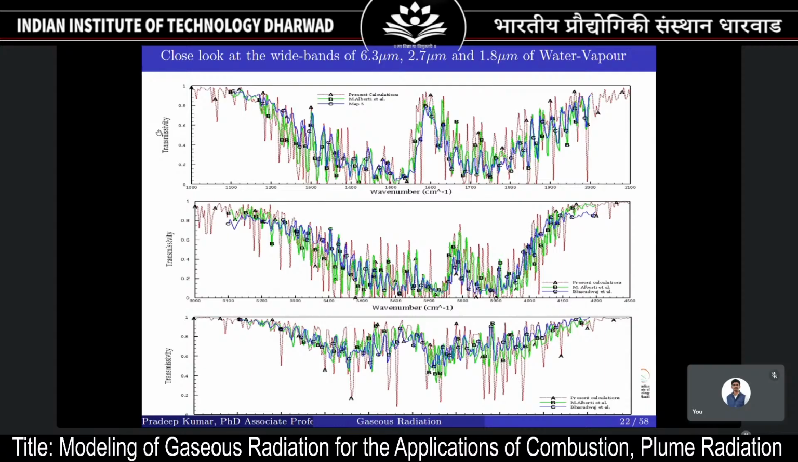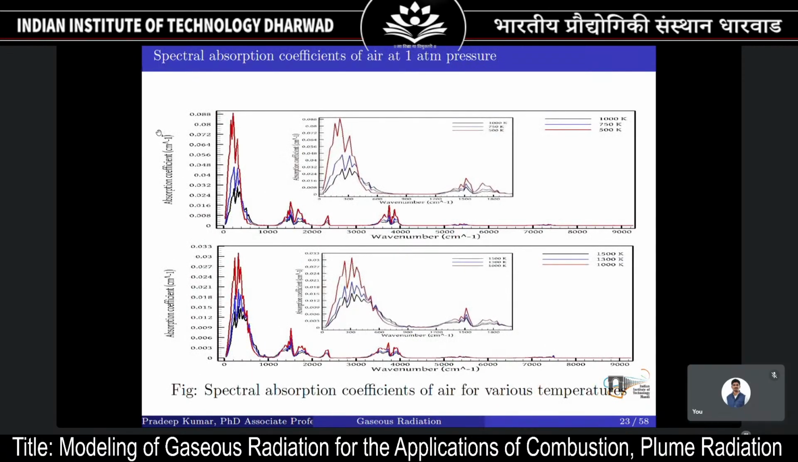Along with that, we have also calculated the absorption coefficient of air. Although in most engineering problems the absorption coefficient of air is considered 0, that is, transparent, absorption does happen at very low wave number. Wave number is analogous to frequency, but it is not frequency, since the speed of light is not considered. And with an increase of temperature, the absorption coefficient keeps on decreasing.